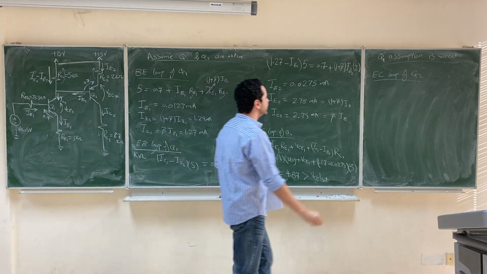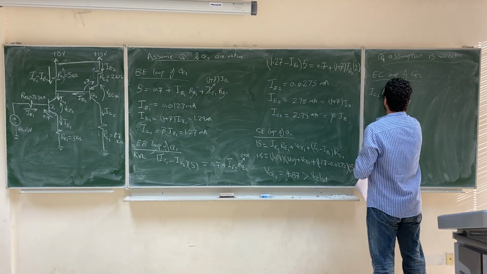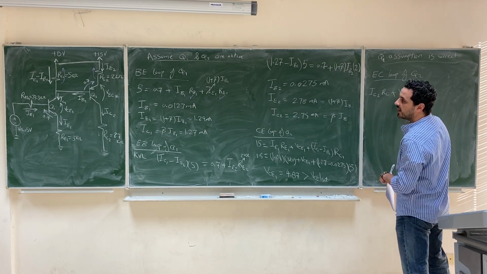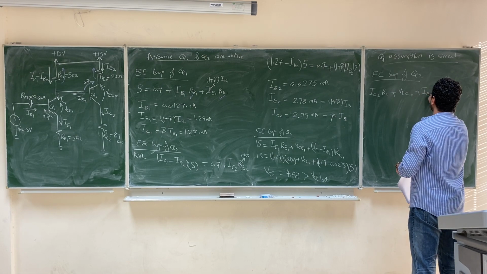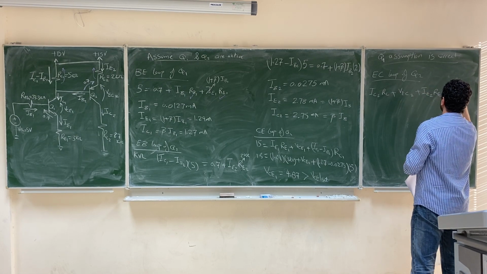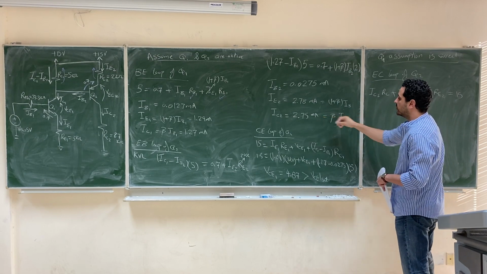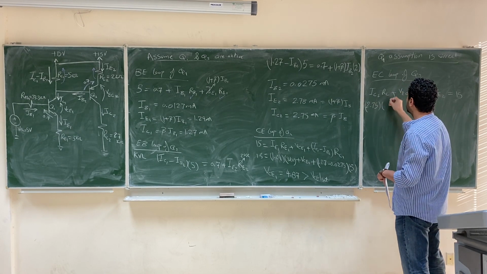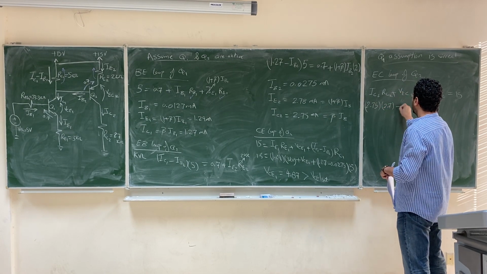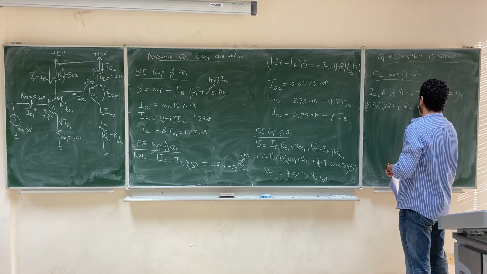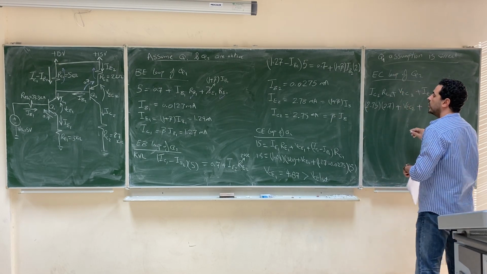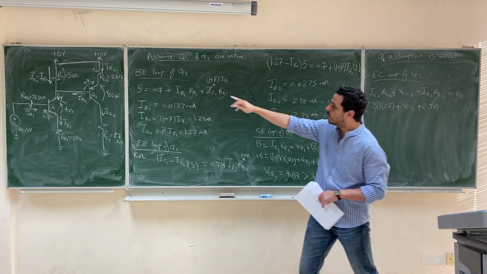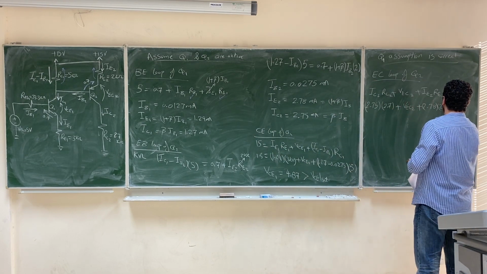So 0 plus IC2 RC2 plus VEC2, this is the parameter that we want to calculate, plus IE2 RE2 equals 15. Of course, we know IC2. IC2 is 2.75 milli multiplied by RC2, which is 2.7 kilo ohm, plus VEC2, the parameter we want to calculate, plus IE2, which is 2.78 milli multiplied by RE2, which is 2 kilo ohm, equals 15.